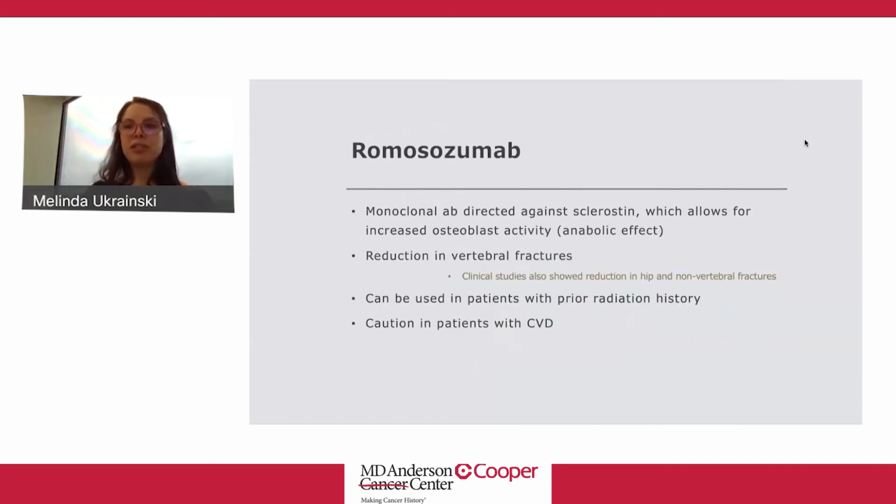So this is one of the newest agents that we have for osteoporosis. It's romosozumab. It's a monoclonal antibody directed against sclerostin. Basically, it allows for increased osteoblast activity, so increasing bone. It showed a reduction in vertebral fractures. Clinical studies also showed a reduction in hip and non-vertebral fractures, but it's indicated for a reduction in vertebral fractures. It can be used in patients with prior radiation history. We have to use it cautiously in patients who have a history of cardiovascular disease.